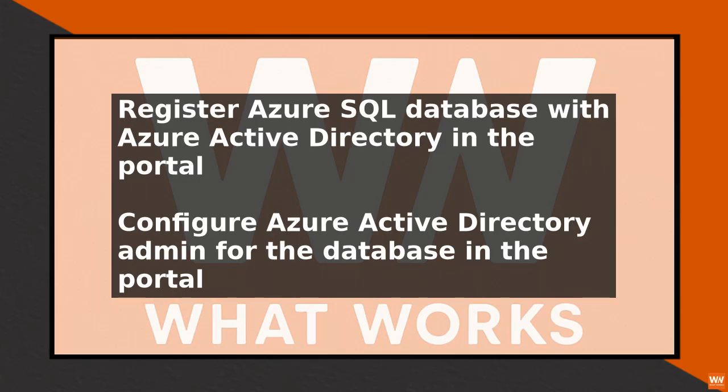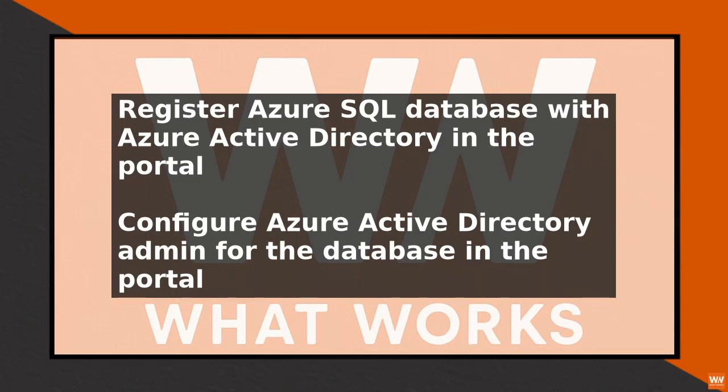Next, enable the system-assigned managed identity for your Azure resource, such as an Azure virtual machine or an Azure function. This is done in the Azure portal by navigating to the resource, clicking on Identity in the left-hand menu, and toggling the status to On.